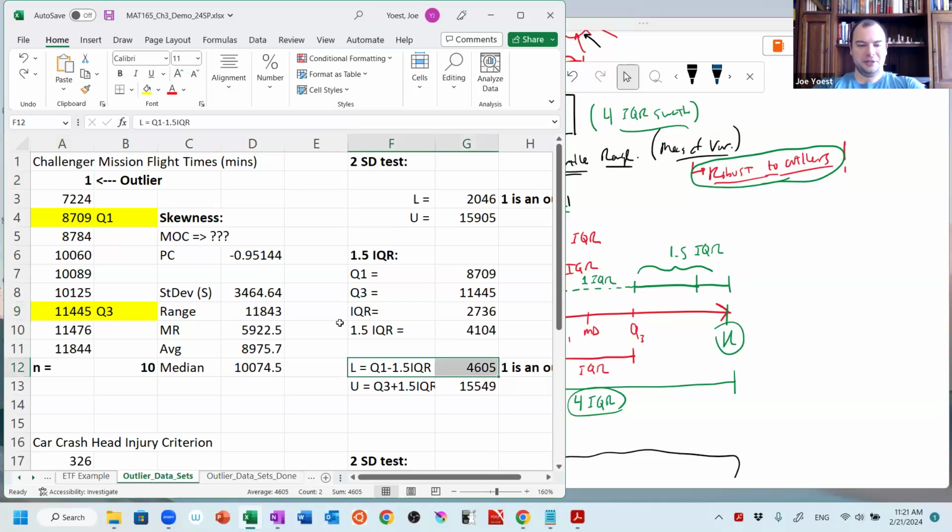And of course, as I was adjusting this lower number here, of course, the 1.5 IQR method, its lower bound 4605 doesn't change at all. It doesn't care about that minimum data value at all, because that's below the 25th percentile.